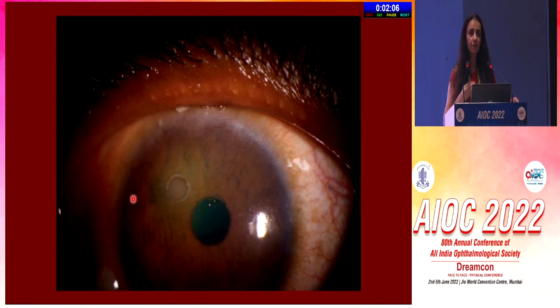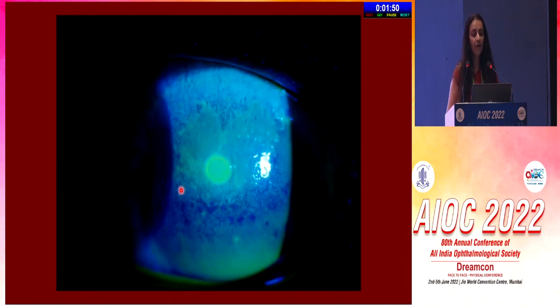So what's wrong with this picture? It looks like a neurotrophic ulcer, but this one is superior. You don't typically get neurotrophic ulcers superiorly because it's protected. The other thing you're looking at is this grayish material in the center. And so this tells you that something is going on in the upper lid. You see a lot of this, way more than we do. And then you can see here the epithelial defect and a lot of toxicity around that.